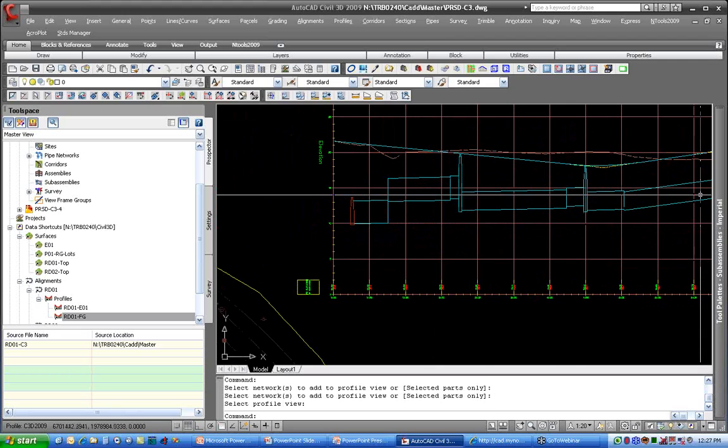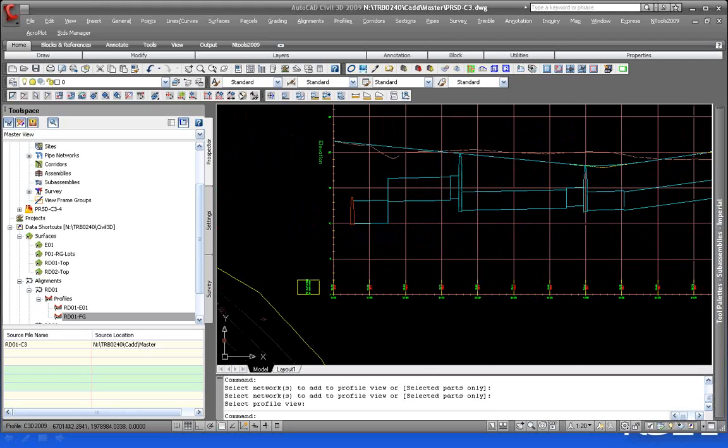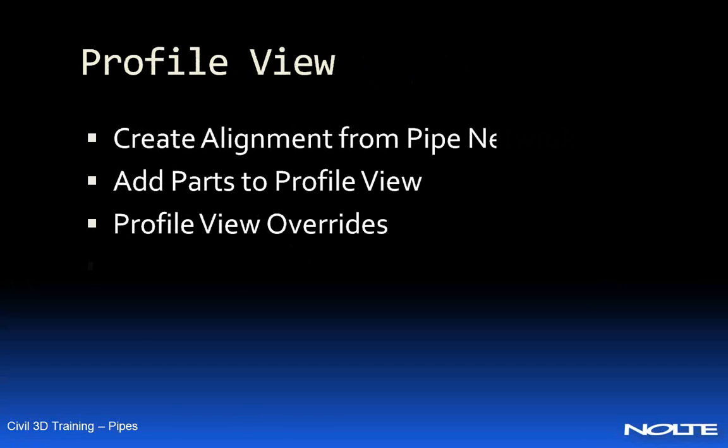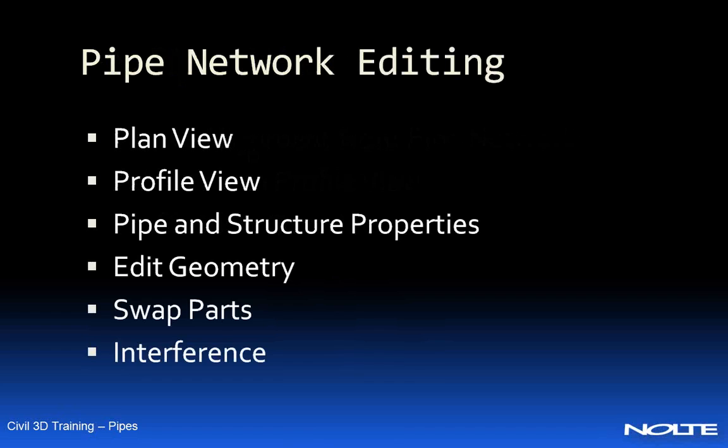All right, so let me show you now in profile what we can edit. Actually, let me jump over to my PowerPoint. I kind of messed up here because I skipped a few screens. So we did pipe network layout, so we did look at those options there. Profile view: I should have done my slide first, but we could create alignment from our pipe network, which is in the pipes pull down menu, and we showed different methods of adding parts to the view.